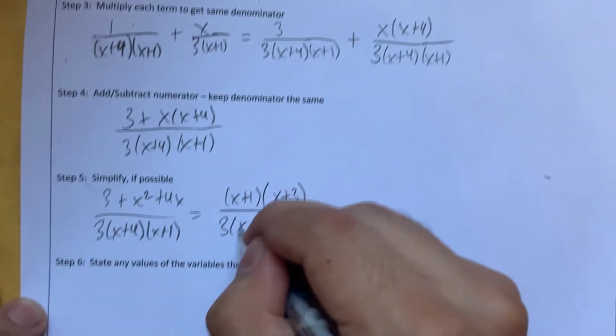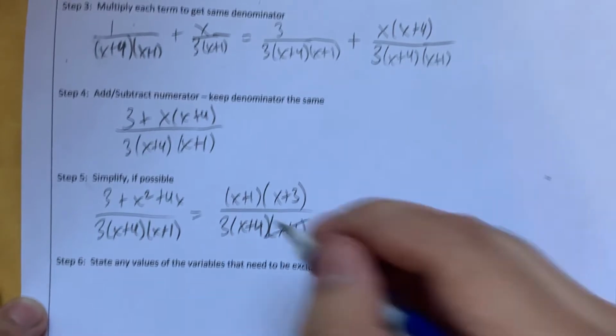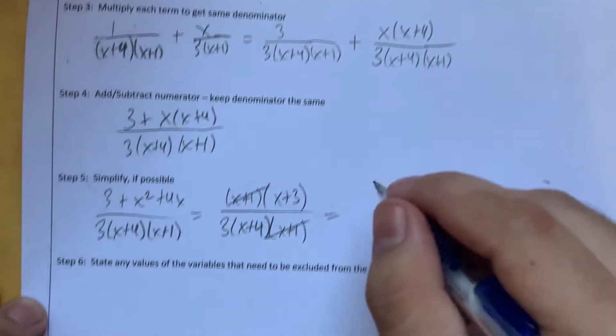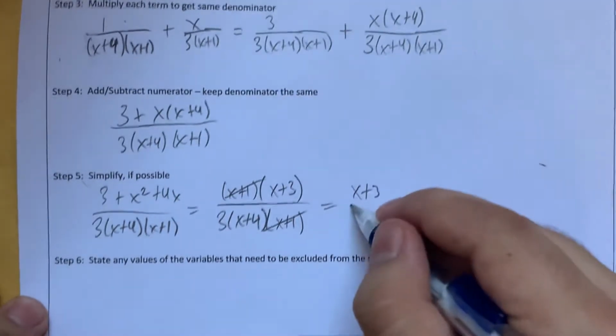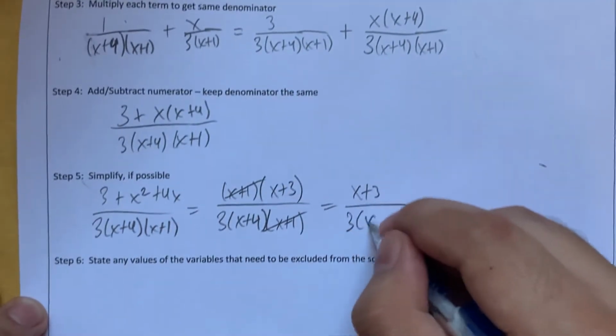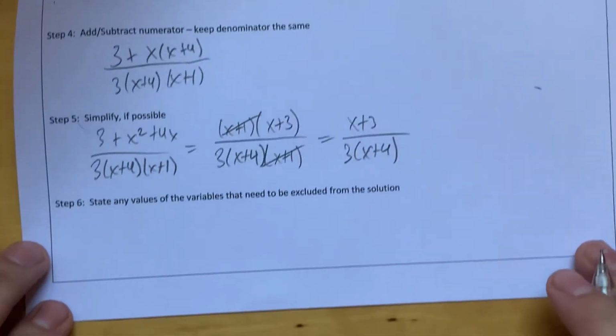Now, would you look at that? The x plus 1s cancel, and we will get x plus 3 divided by 3 times x plus 4. And you can leave it like that. You don't need to multiply the 3 in. Please don't multiply the 3 in.